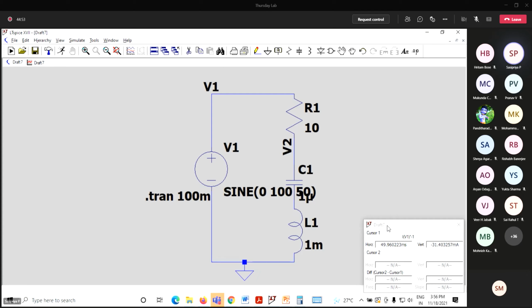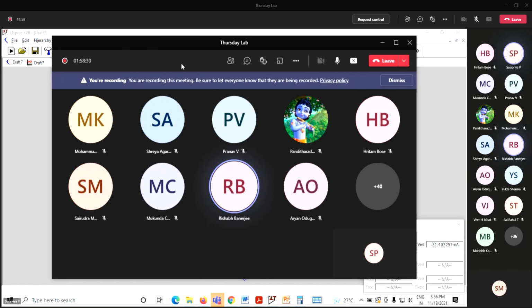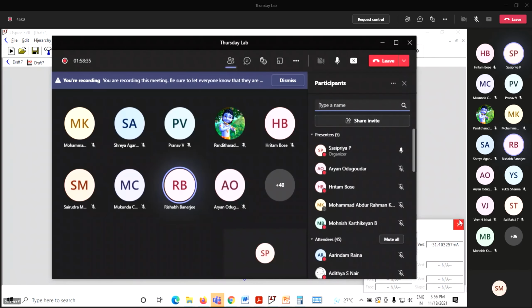Any doubt in this, you can ask me. Otherwise, I'll wind up the lab session. One minute, and just note your attendance. We will just do the transient analysis, right? Yeah, you do the transient analysis. In AC analysis, we are having small confusion because of the phase angle. So you do the transient analysis. That will be better. You plot and take screenshots of the waveforms. Okay, ma'am.